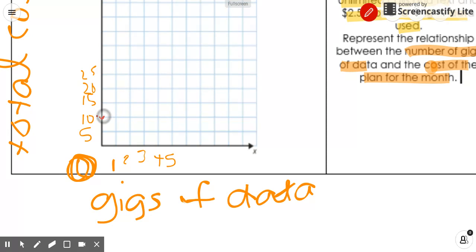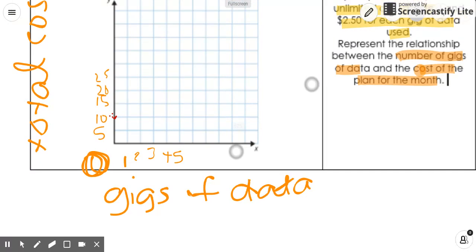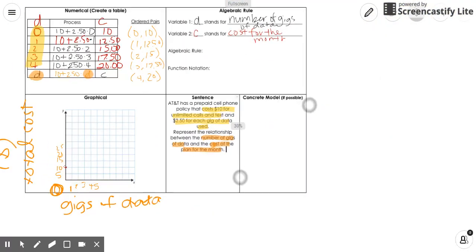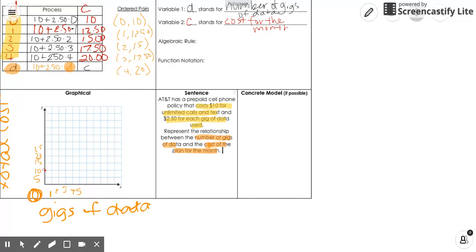Okay. It's not going to be beautiful. Picture me plotting this, okay? I plotted it all. Aren't you impressed? So make sure you plot it, okay? And then the last thing I need to do is I need to do my algebraic rule.